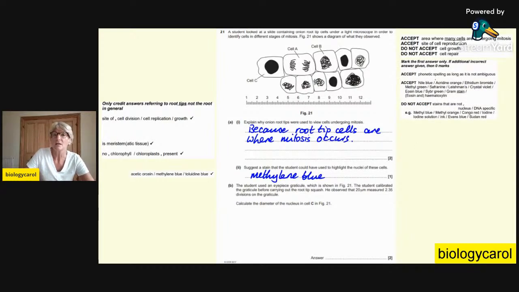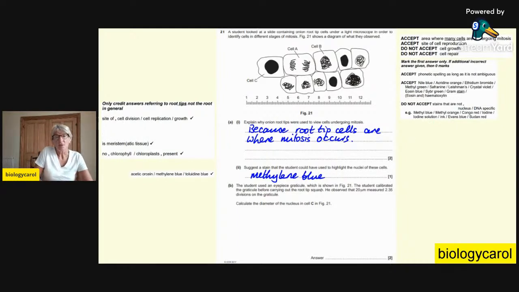But notice you could have actually given a whole load of different ones. But they could not accept, obviously, stains that were not nucleus or DNA specific. So, for example, iodine solution.